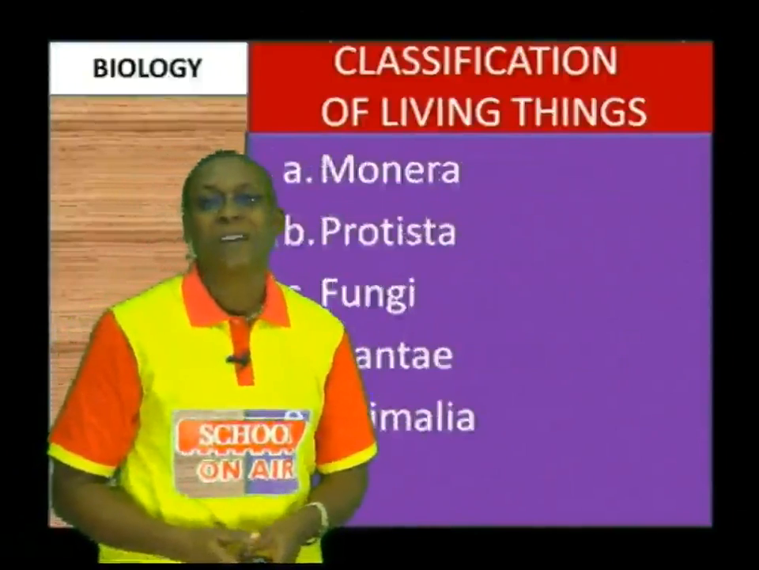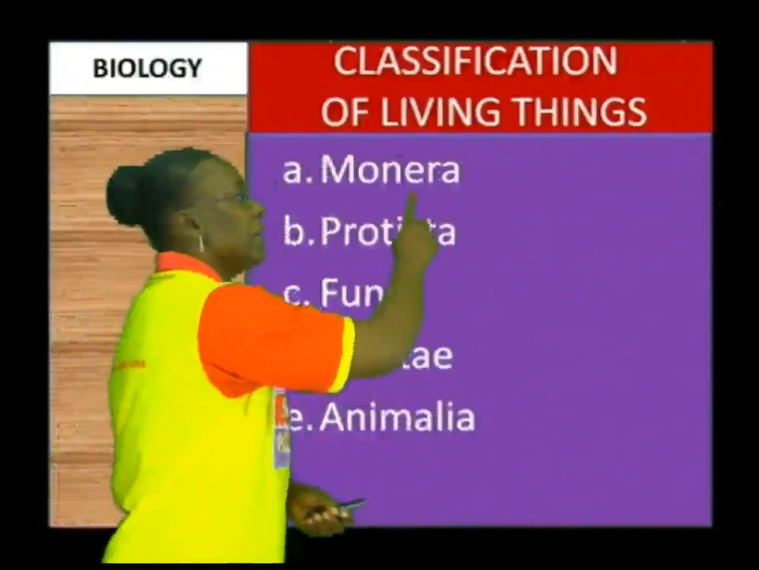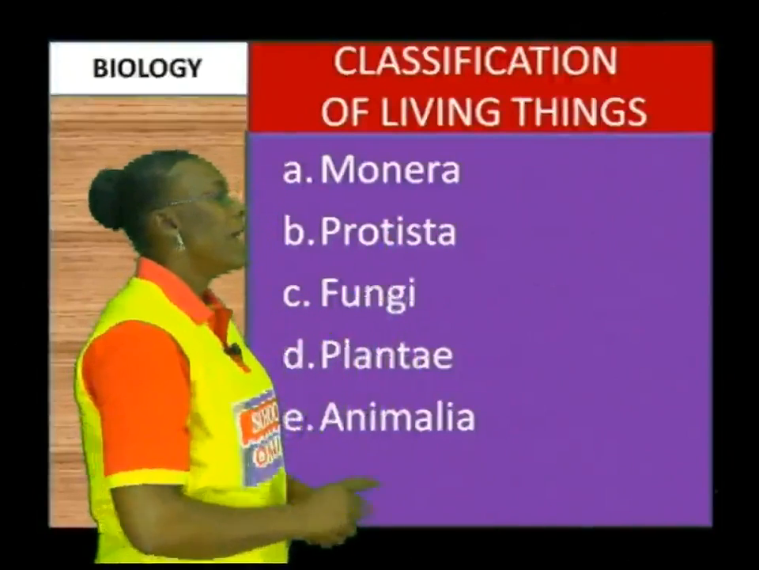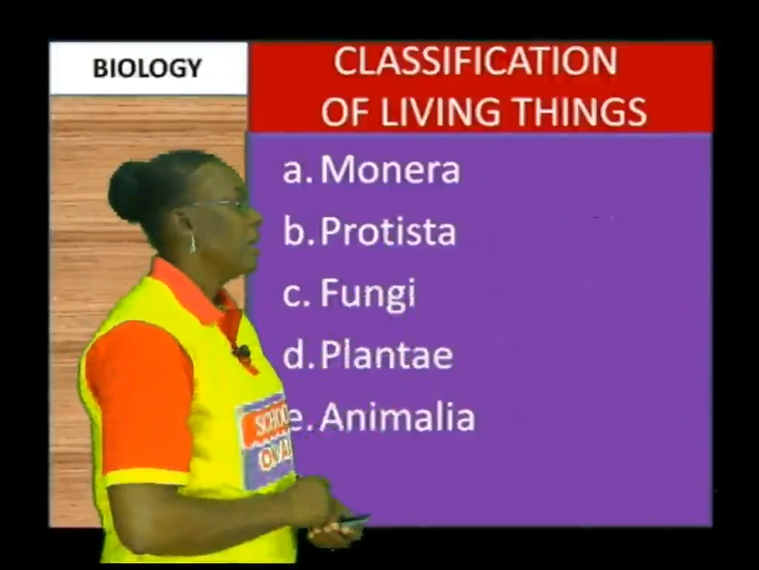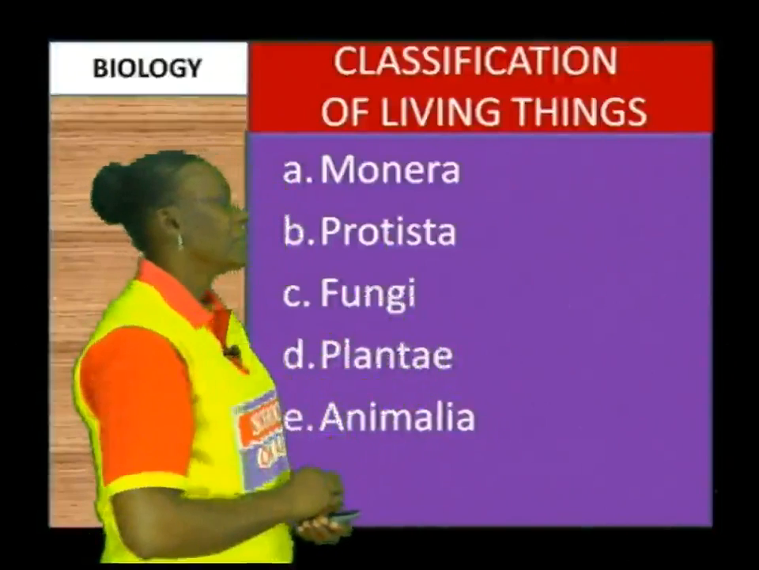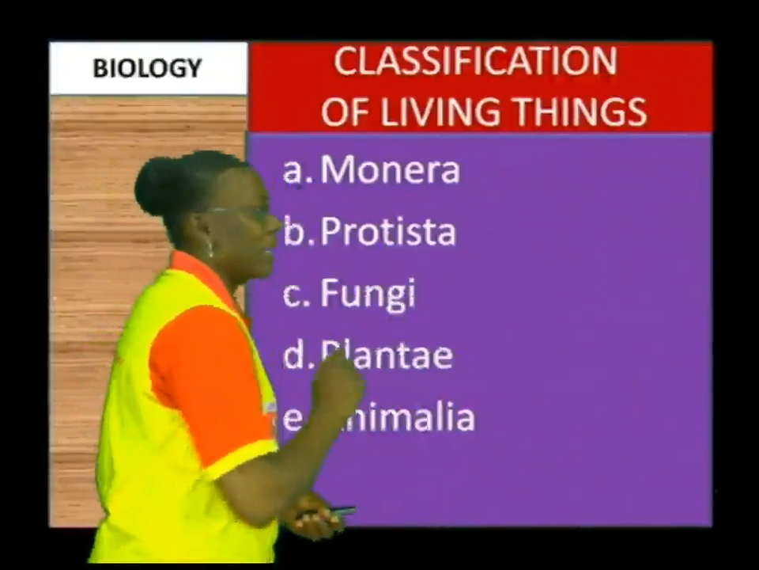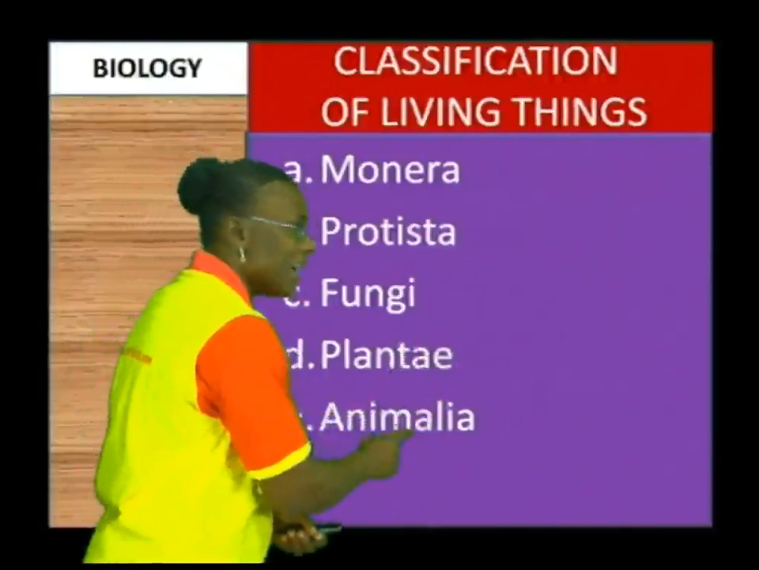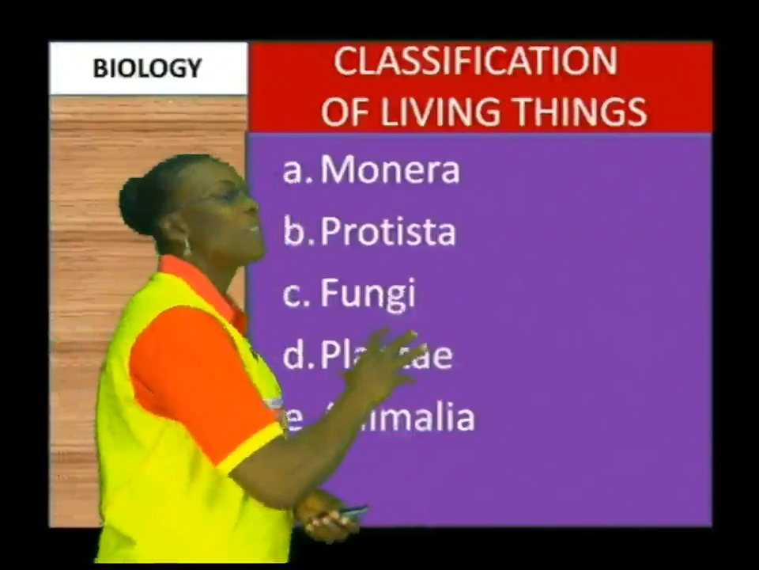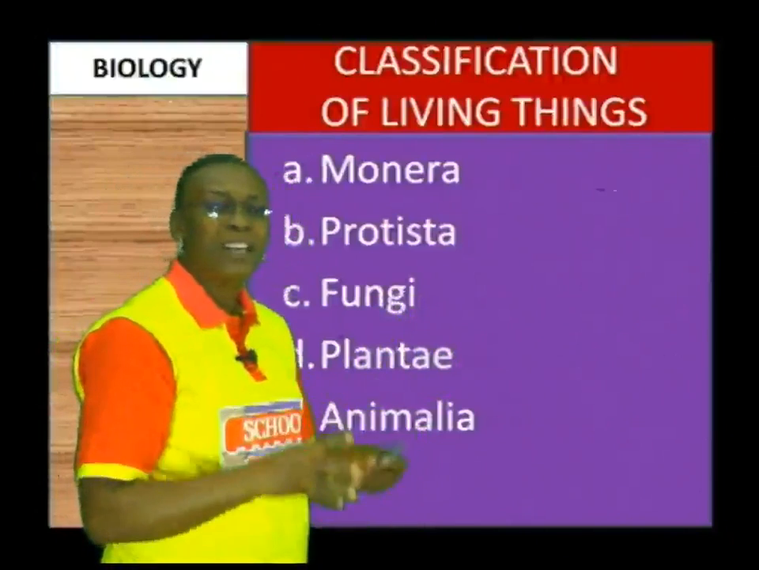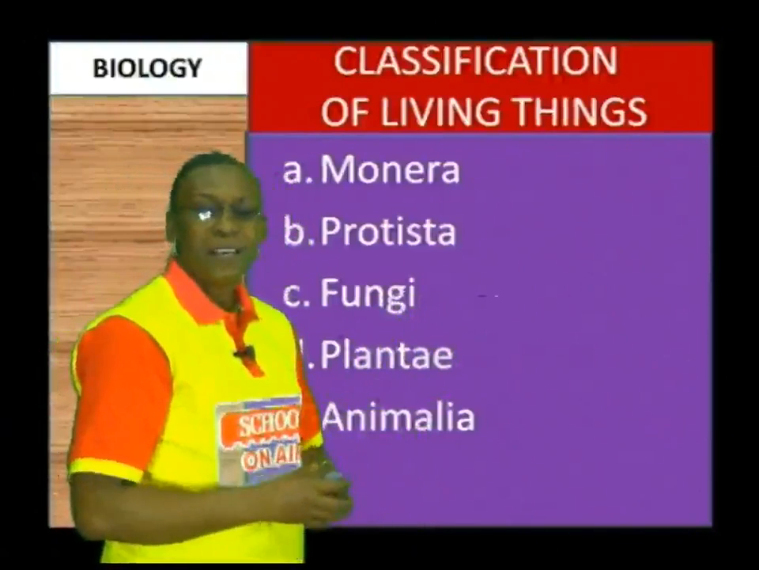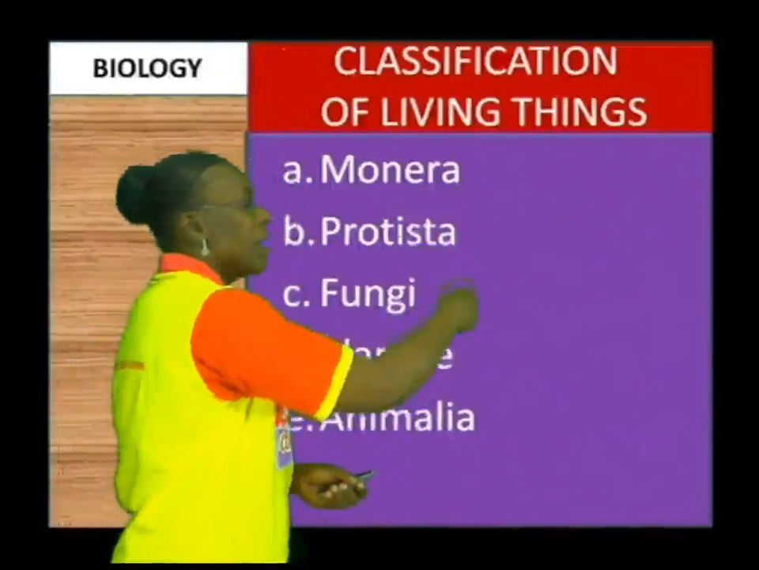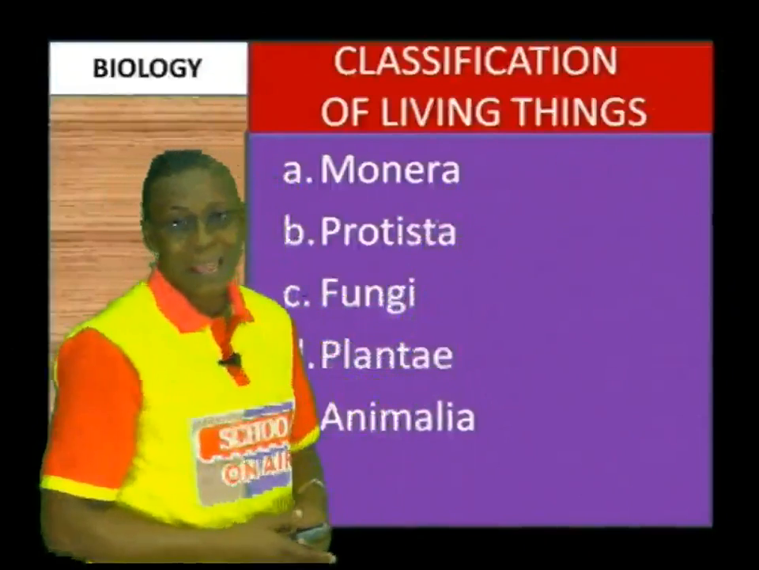What are these 5 kingdoms? We have kingdom Monera. We have kingdom Protista. We have kingdom Fungi. We have kingdom Plantae. And then we have kingdom Animalia. Remember, initially we just had Plantae and Animalia. But 3 other groups have been added because we can't conveniently put those unicellular organisms into Plantae and Animalia. So we now have 3 extra. We have Monera, Protista, and Fungi.